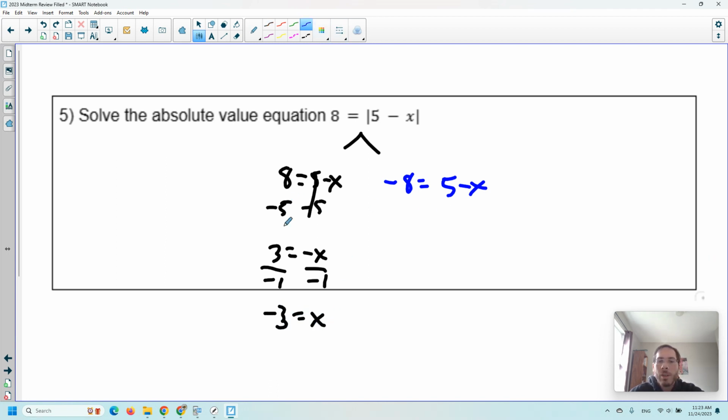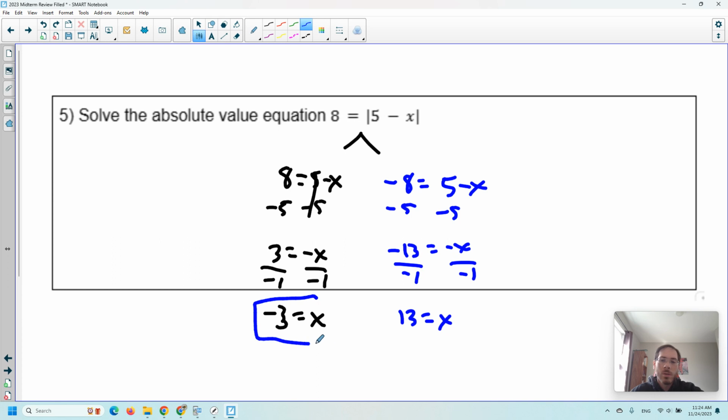On the blue side, I'm literally doing the exact same steps. I got 5. I have to do minus 5 both sides. Now my number is a little different. This time I get negative 13. Then I'm going to divide both sides by negative 1, just like I did over here, to get 13 equals x. And those are my two answers. So we're all set. There we go.